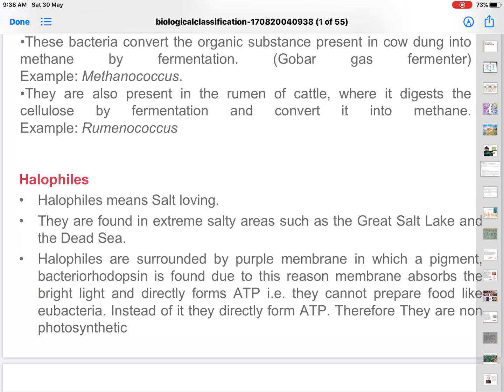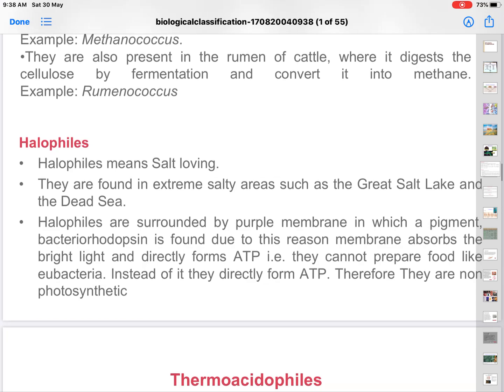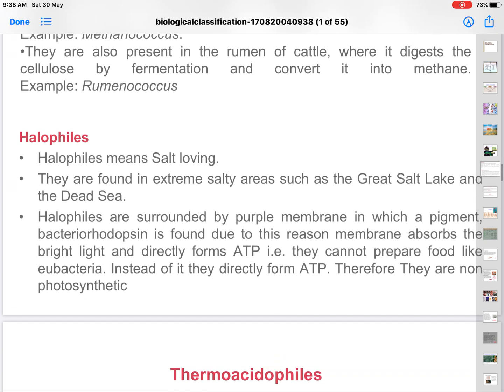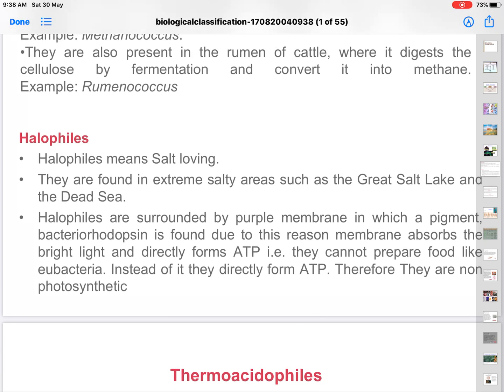Next, we come to halophiles. Halophiles, as I said just now, means salt-loving. These are found in extreme salty areas such as the Great Salt Lake and Dead Sea. Halophiles are surrounded by purple membrane in which a pigment, bacteriorhodopsin, is found. Due to this reason, the membrane absorbs the bright light and directly forms ATP, adenosine triphosphate. It is the currency of energy. Therefore, they are non-photosynthetic. So basically, halophiles are salt-loving bacteria.